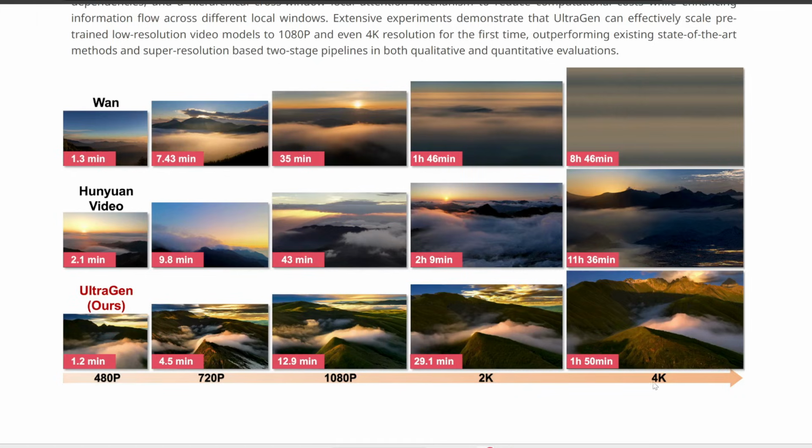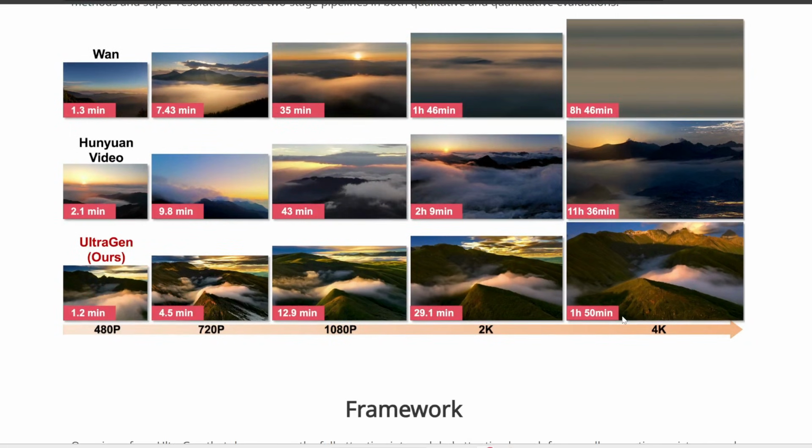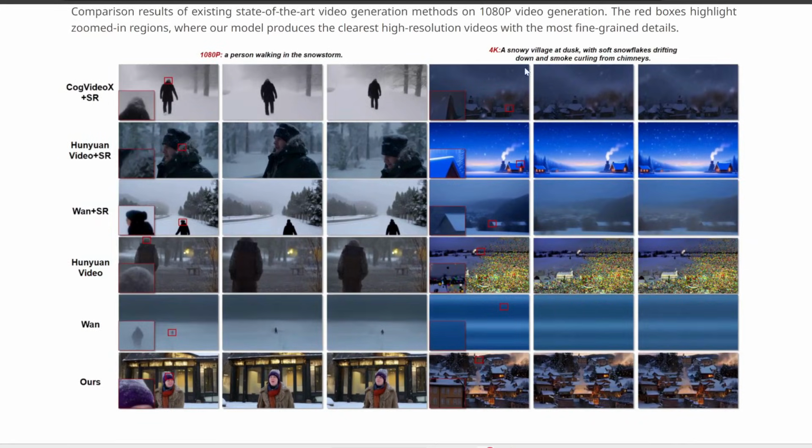And then if you try to get it to generate 4K, well, first of all, WAN doesn't really natively support 4K, so you get a super blurry image like this. Plus, it takes almost 9 hours to generate this, whereas for UltraGen, it took less than 2 hours, and the result also looks amazing. Here are some other results for your reference.